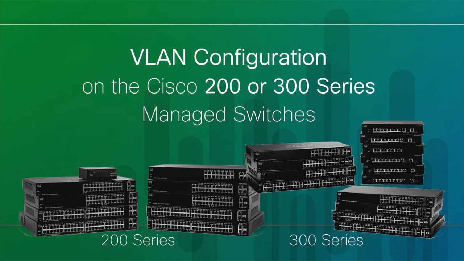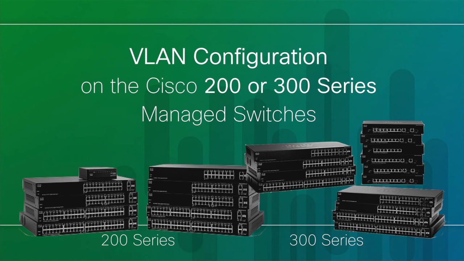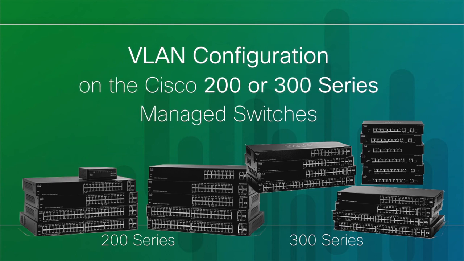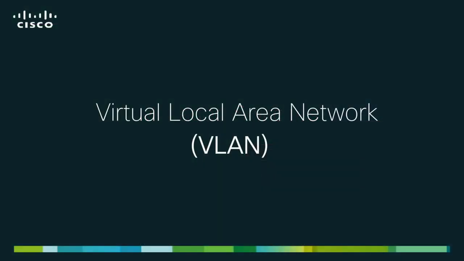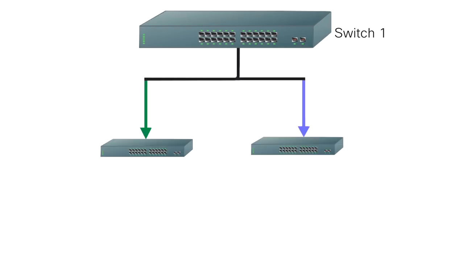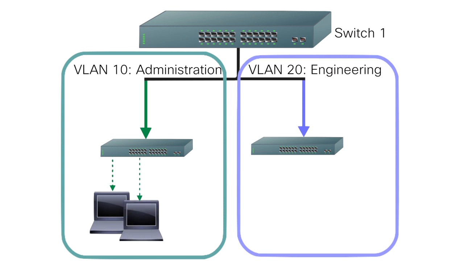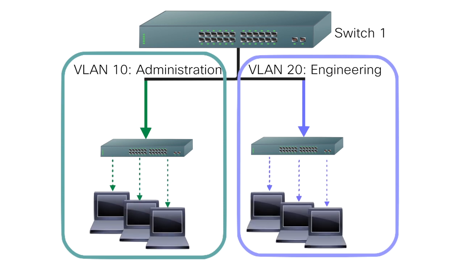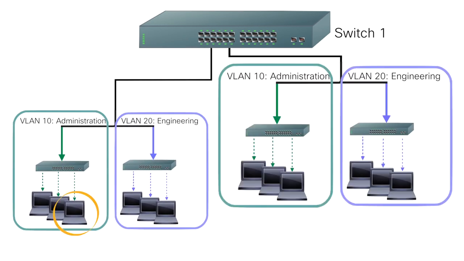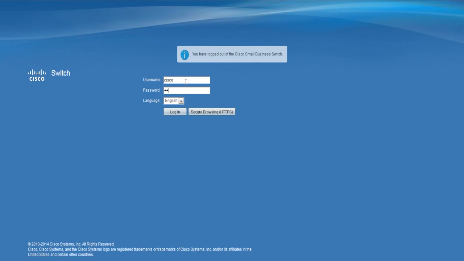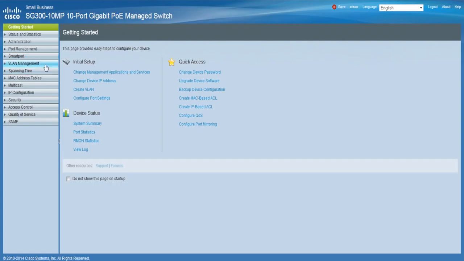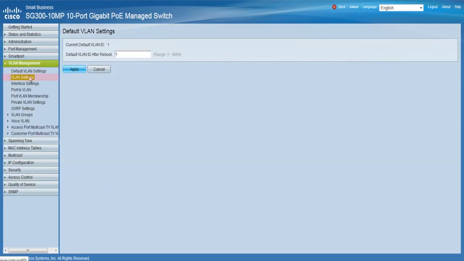This video is an introduction for those who want to configure VLANs on the Cisco 200 or 300 series managed switches. Virtual Local Area Networks, or VLANs, can be created to separate your physical LAN traffic into multiple virtual partitions. This is useful if you want to move a computer to a different physical location and still remain on the same VLAN. First, log into the Web Configuration utility and then choose VLAN Management, VLAN Settings.